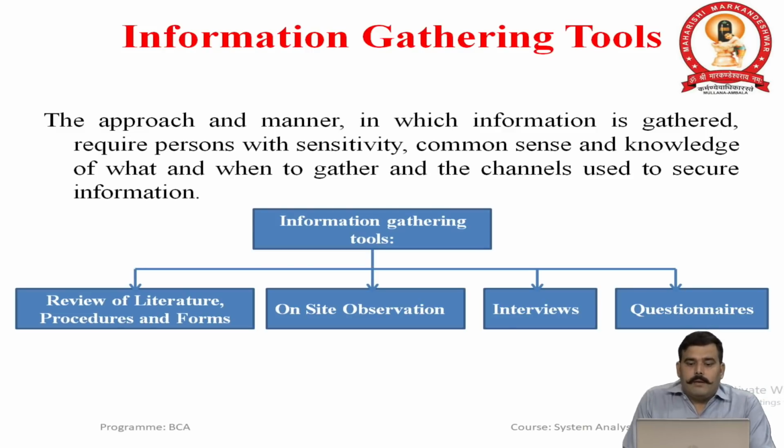The approach and manner in which information is gathered require a person with sensitivity, common sense and knowledge of what and when to gather, and the channel used to secure the information. We have four commonly used information gathering tools. The first is review of literature, procedures and forms, second is on-site observation, third is interview and fourth one is the questionnaires.